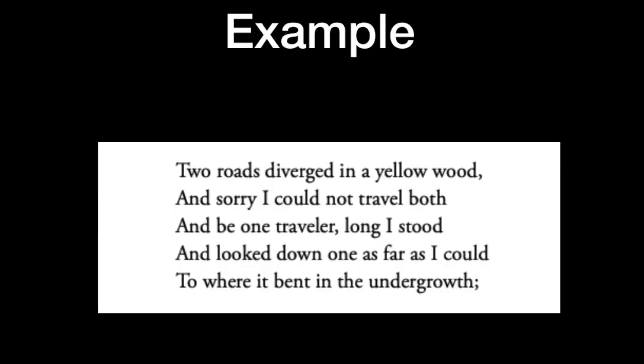Let's take a look at the first stanza in the poem Two Roads Diverged in a Yellow Wood by Robert Frost as an example. And as I'm reading this, what I want you to do is go through and see what you would label the rhyme scheme. Remember, it's the last word in each line, and you're seeing if it rhymes with any other words at the end of any other lines. Okay? Let's take a look at it.